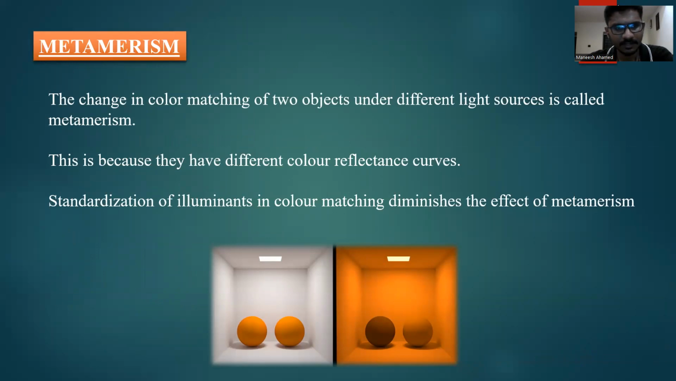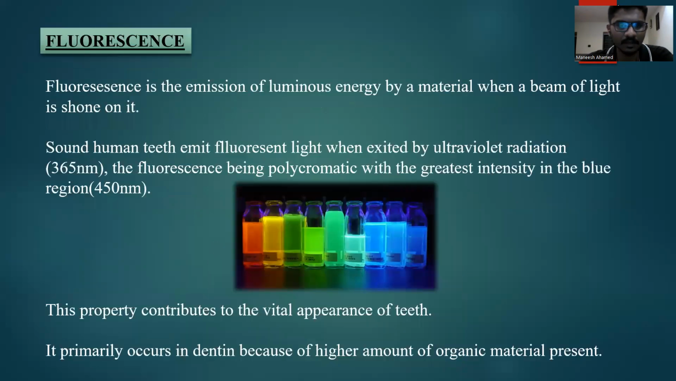Another important feature that determines color perception is the property of metamerism. The change in color matching of two objects under different light sources is known as metamerism. This is because they have different color reflectance curves. Standardization of illuminance in color matching diminishes the effect of metamerism. So in order to color match a tooth, we need to have certain standardization for the lighting of the dental operatory.